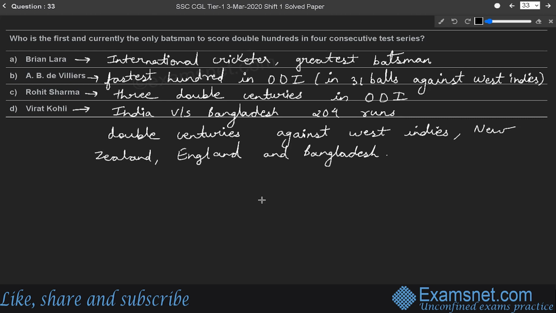He also broke the record of Sir Don Bradman and Rahul Dravid of double hundreds in 3 consecutive Test series. So he broke the records of both these personalities, Sir Don Bradman and Rahul Dravid, by doing double hundreds in 3 consecutive Test series.